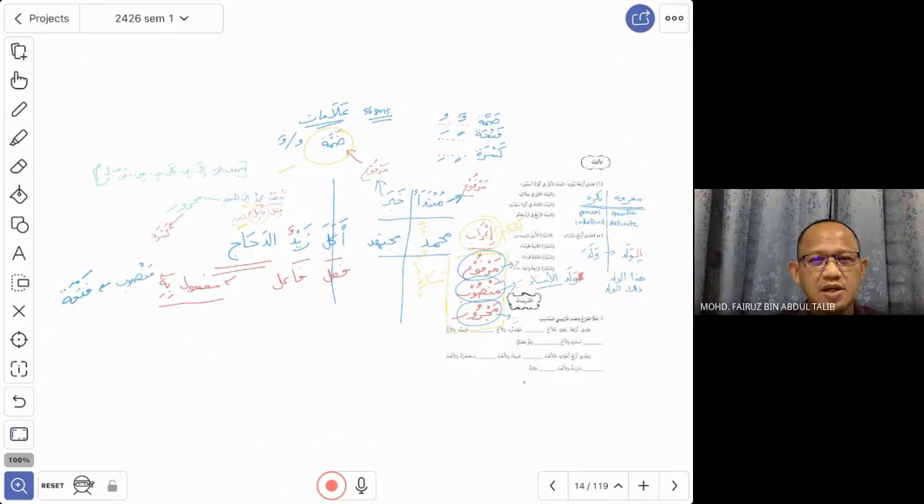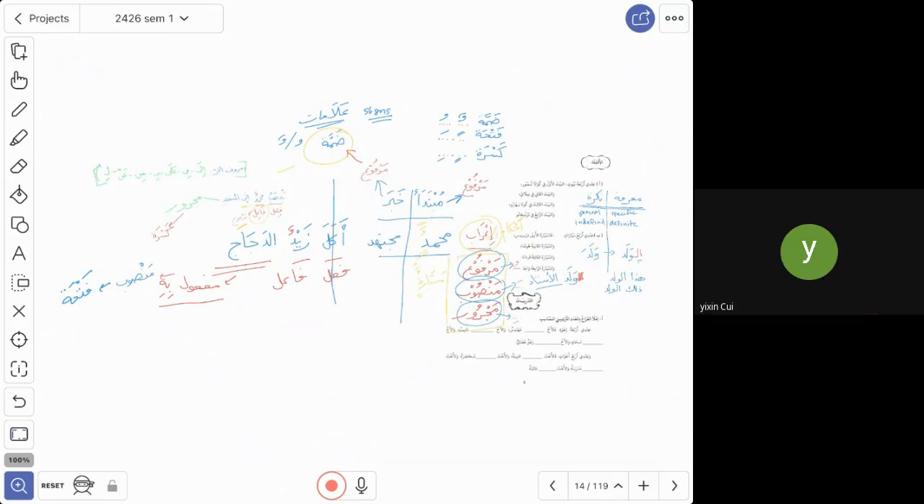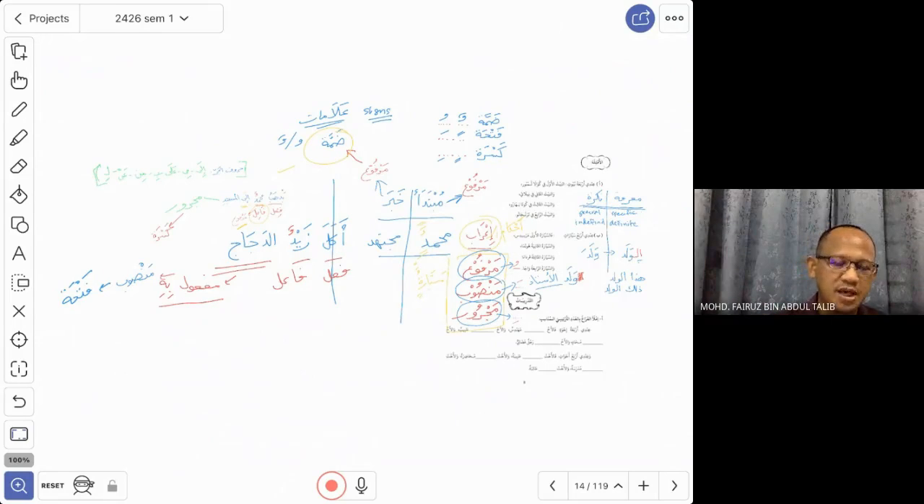I will repeat this inshallah. If in any other lesson that involves this hukum, I will always repeat this, and I will add some other information as well.